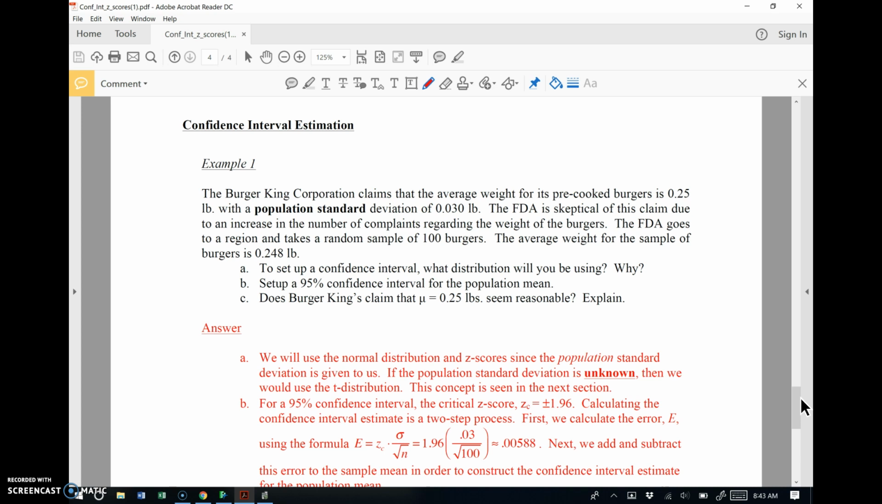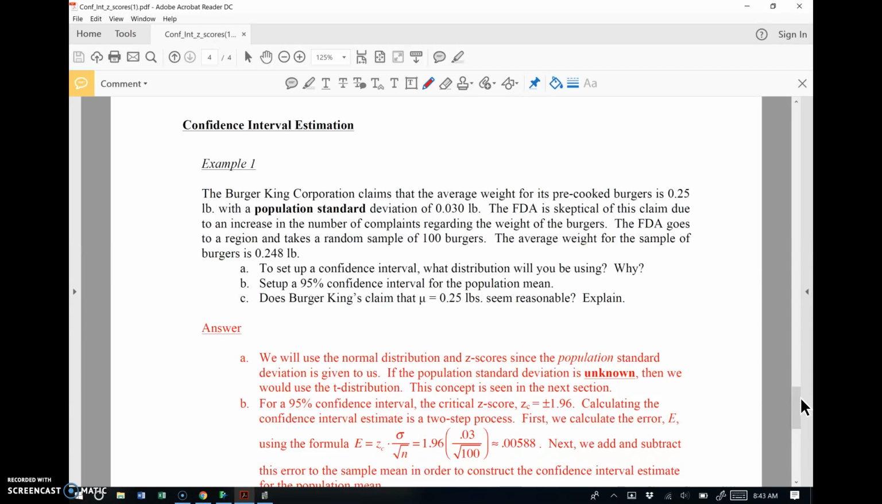All right, so the FDA is skeptical of this claim due to an increase in the number of complaints regarding the weight of the burgers. The FDA goes to a region, takes a sample of 100 hamburgers. The average weight of the sample, now that's an X bar, is 0.248. So notice that the mean of those 100 burgers is not exactly 1/4 pound. Instead, it's 0.248 of a pound.